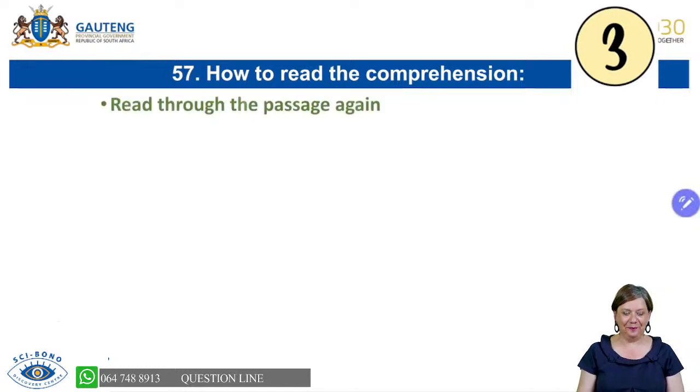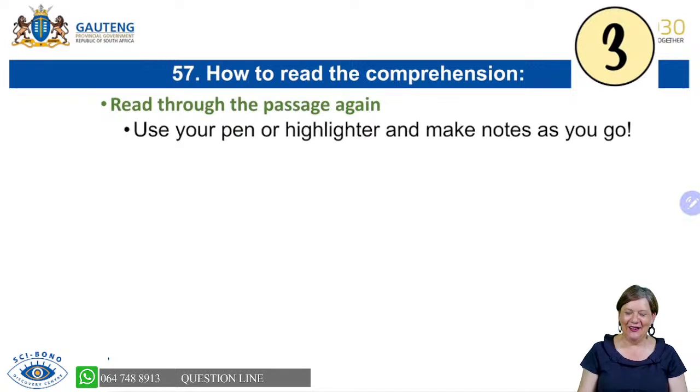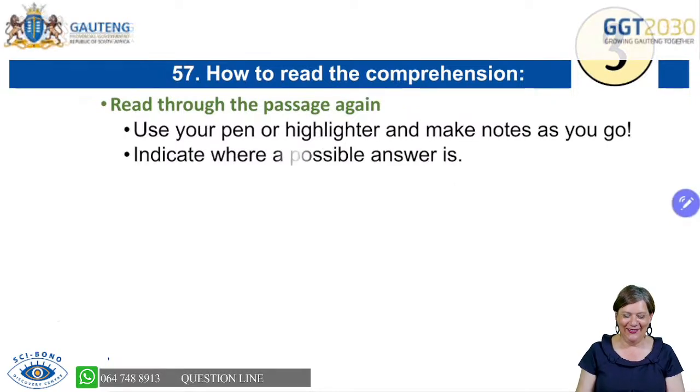Step number 3. Now we're reading it again. So we read it once, we went to the questions, now we're reading it for the third time. Now I need you to make notes as you go on. Remember, you know now what the questions are. So you are now able to pick up where that possible answer might be. So while you're reading and you're seeing a possible answer, make a note for yourself and say, this might be the answer to question number 1 or question number 2.